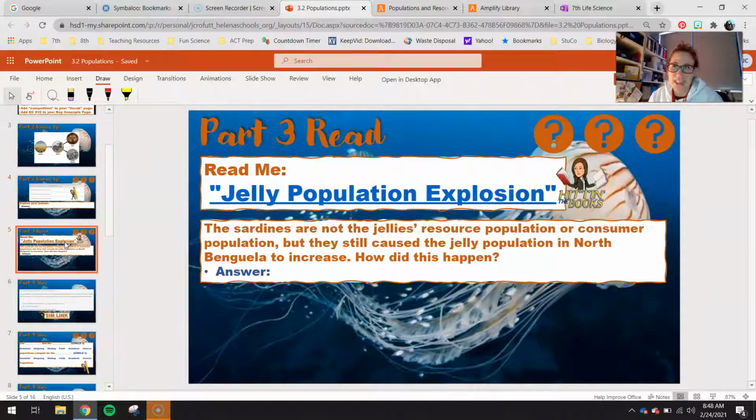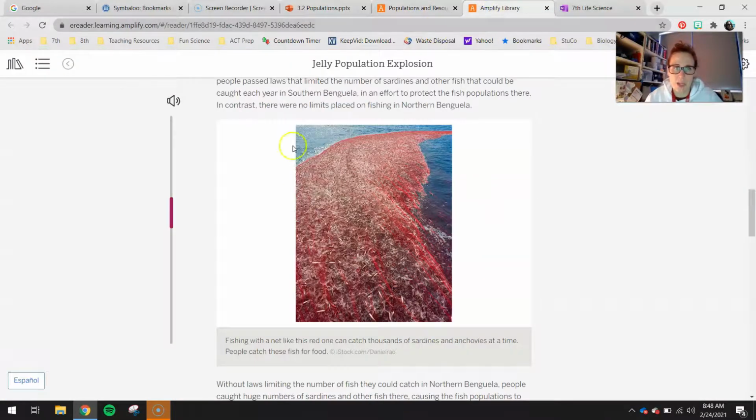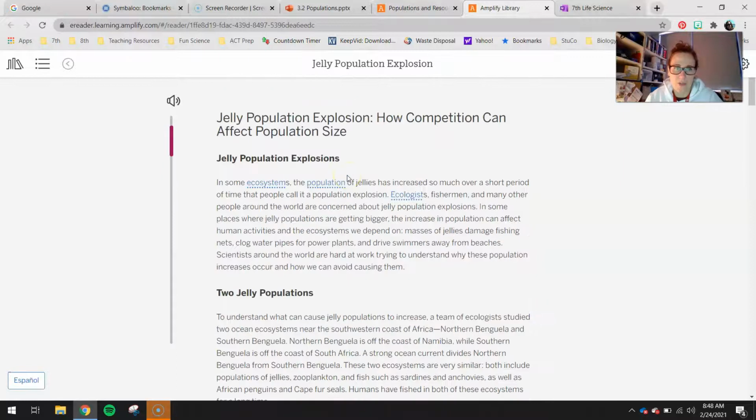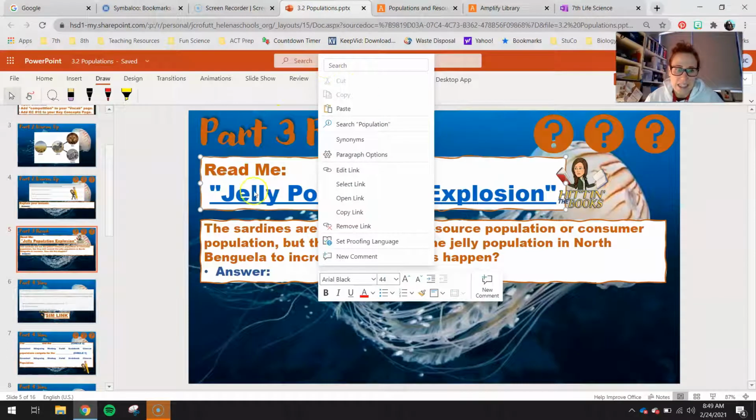You have a little reading to do about jellyfish. So here's your link. You guys can right-click it, open your link, and go into your library and read about this jellyfish explosion, how competition can affect population size. Remember that Amplify will read to you if you click the little speaker and then hit play. Jelly population explosion. So you can listen to that, or you can read it and then answer this question.